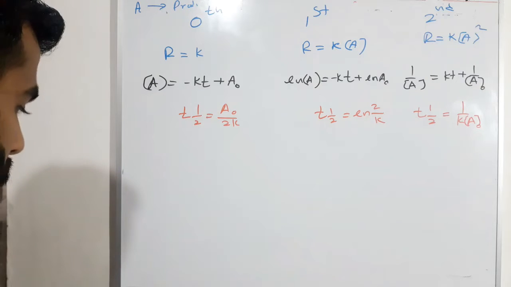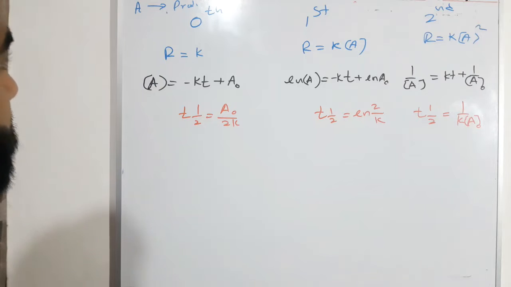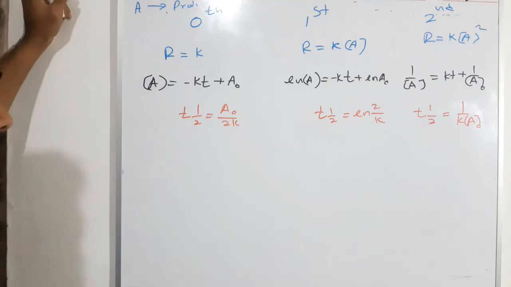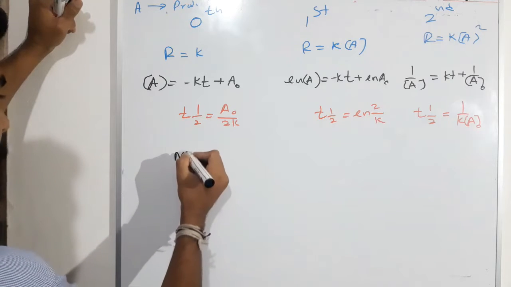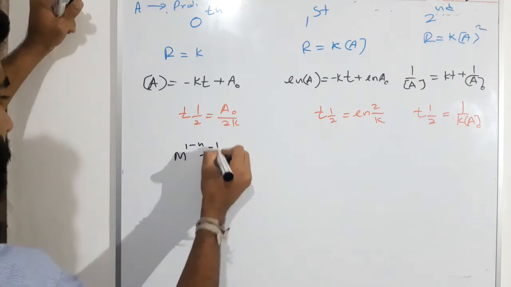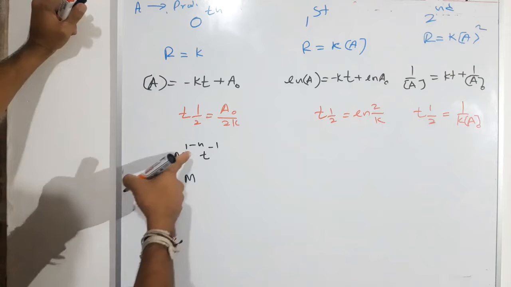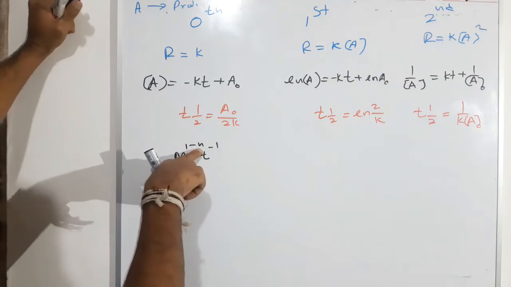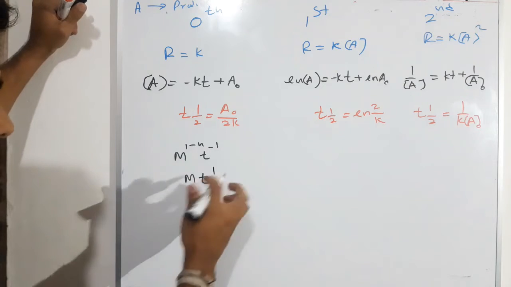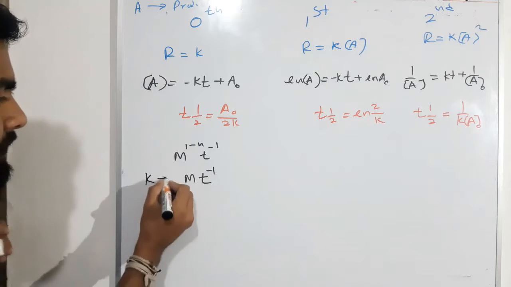Okay, so what about the units of the rate constant? Here I introduced a common equation, m¹⁻ⁿ t⁻¹. According to that, in zeroth order n equals 0, so m t⁻¹. This is the units of k.